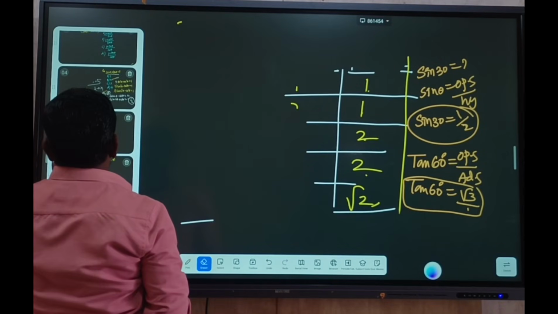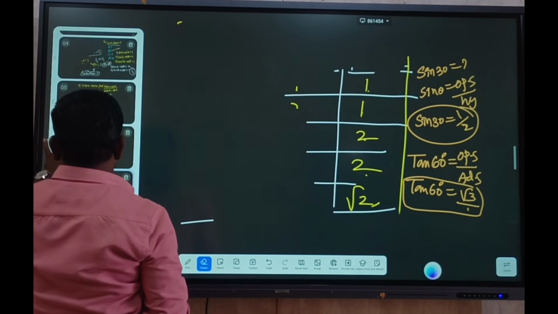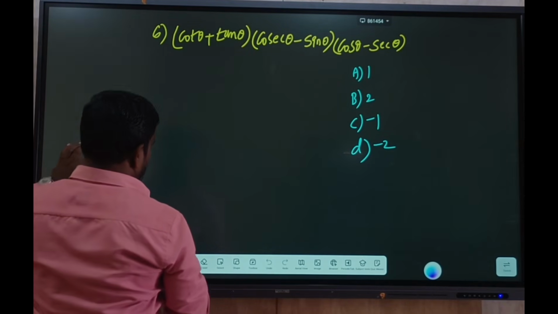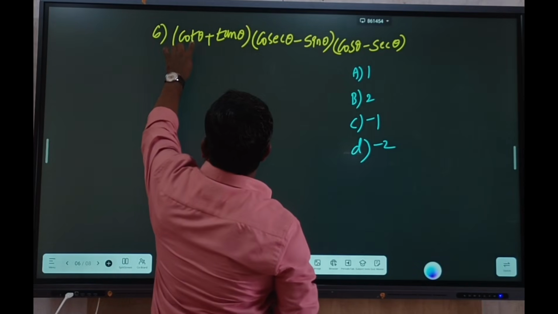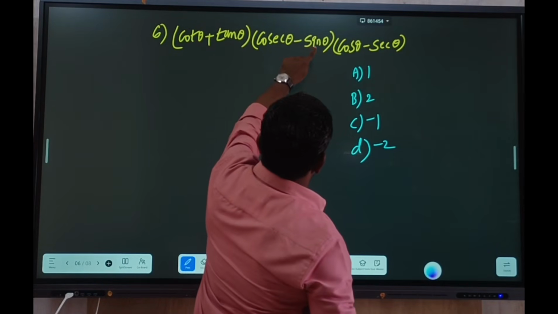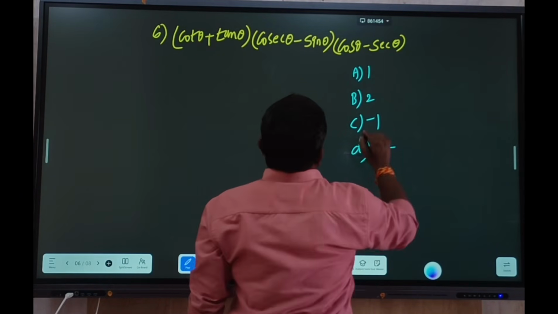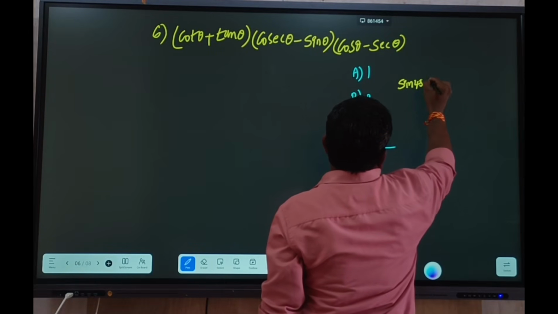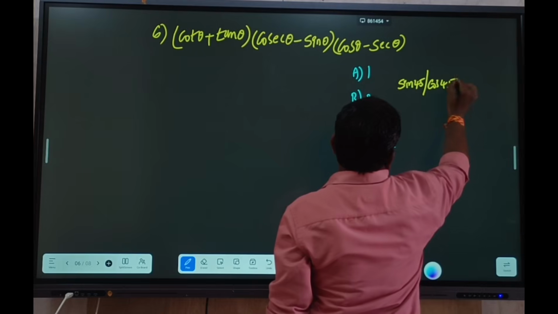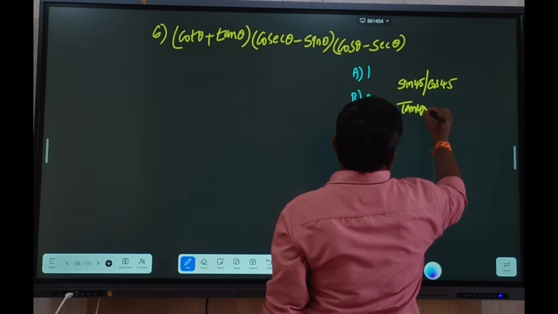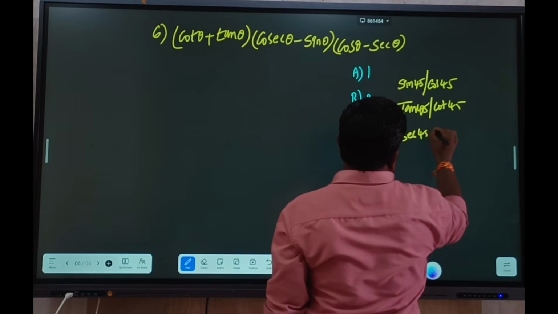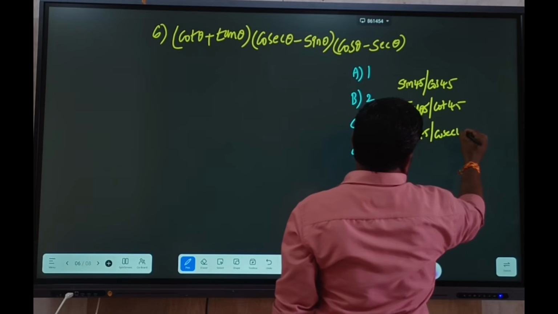So here, listen. Suppose this question is given: cot theta plus tan theta, cosec theta minus sin theta, cos theta minus sec theta. So for example, first I am taking sin 45, cos 45, tan 45, cot 45, secant 45, cosecant 45.